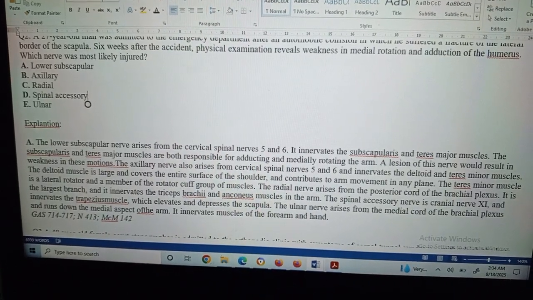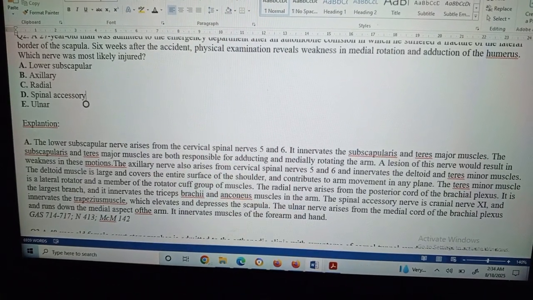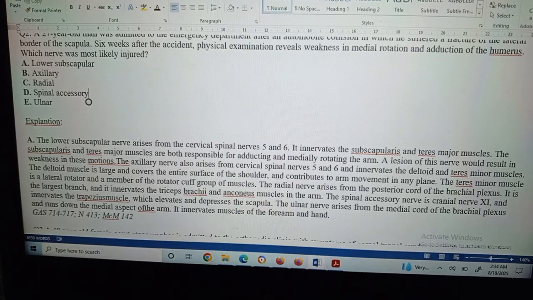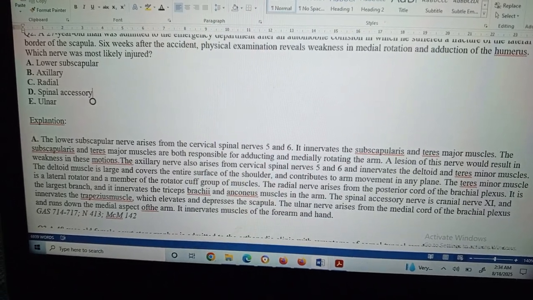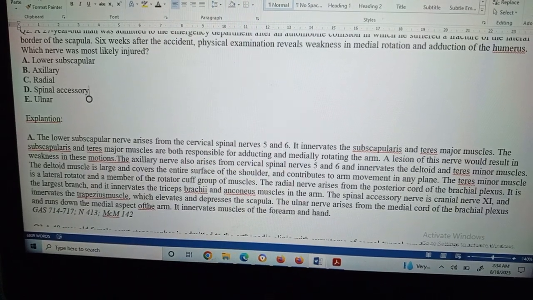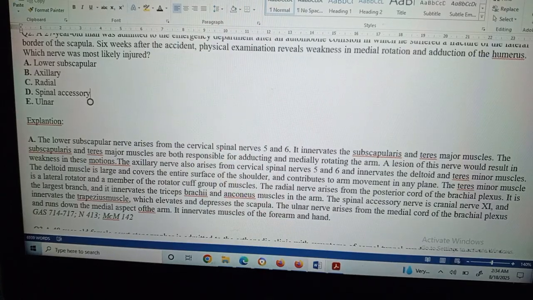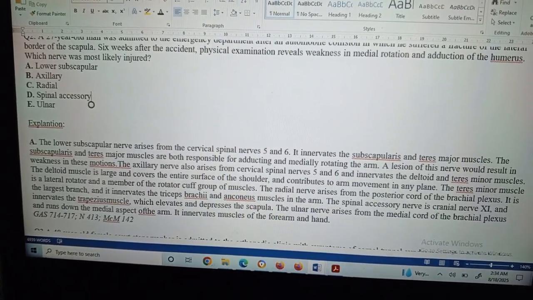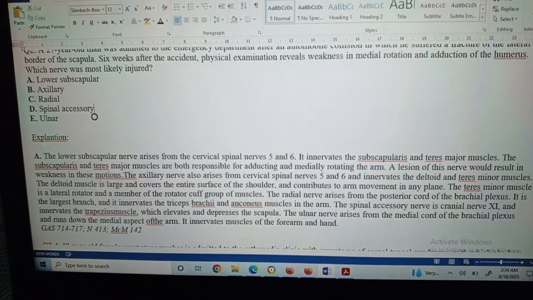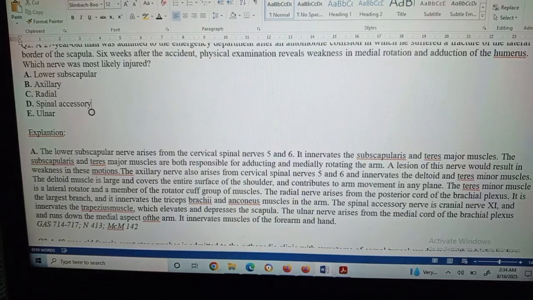The deltoid is a large muscle and covers the entire surface of the shoulder and contributes to arm movement in any plane. Teres minor is a part of the rotator cuff muscles and it is a lateral rotator. The radial nerve arises from the posterior cord of the brachial plexus. It is the largest branch, and it innervates the triceps brachii and anconeus muscles in the arm. The spinal accessory nerve is cranial nerve 11 and it innervates the trapezius muscle, which elevates and depresses the scapula.